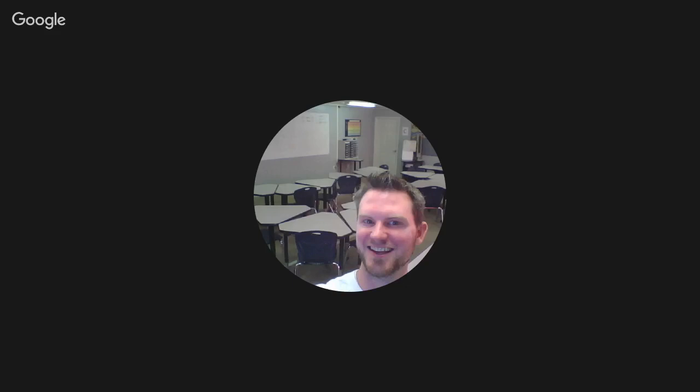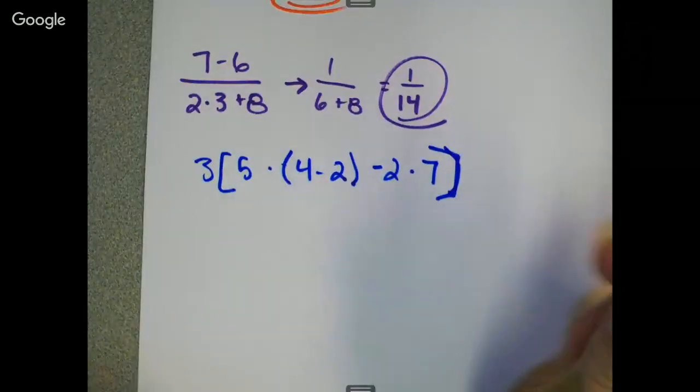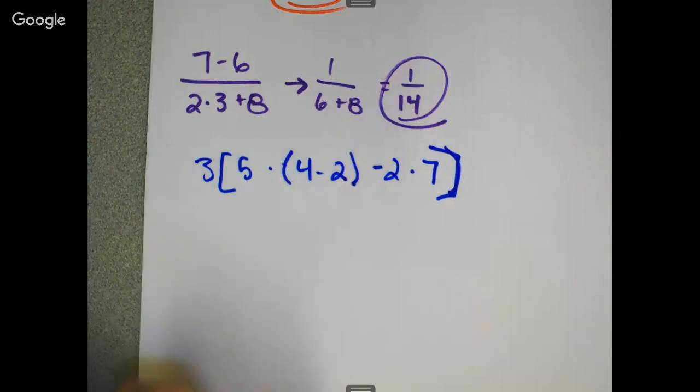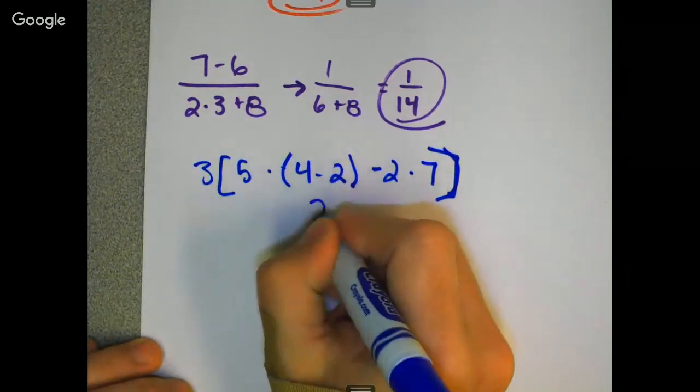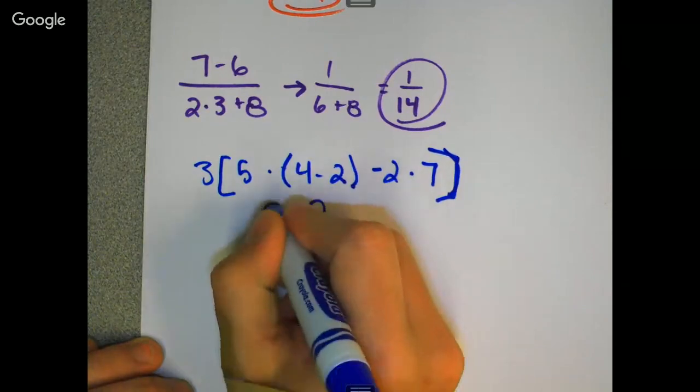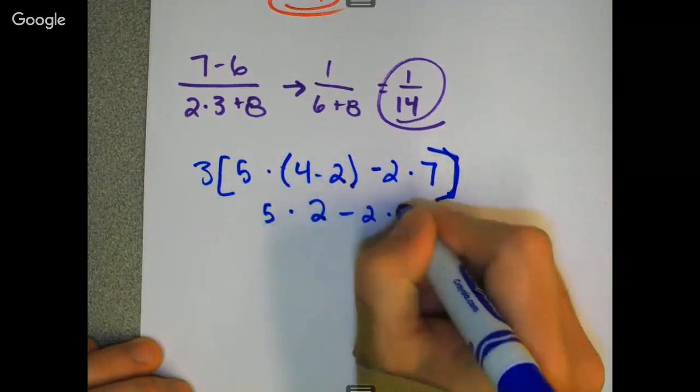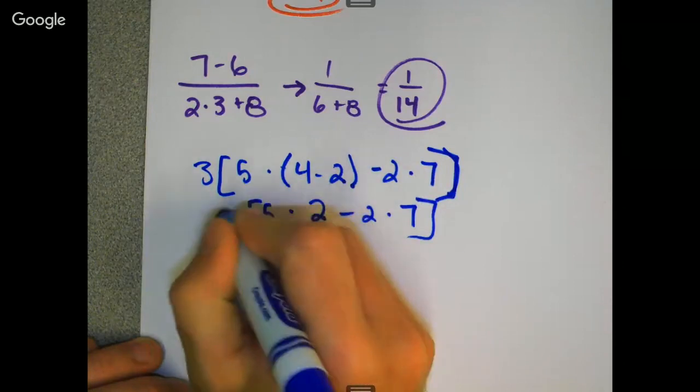So I try to get a harder one here. So 3 times 4 minus 2 minus 2 times 7. Oops, bracket. Okay, so make sure we're following order of operations. On the innermost grouping, so that's 4 minus 2. 4 minus 2 is 2. And then I have times 5 minus 2 times 7. And again, I'm going little by little.